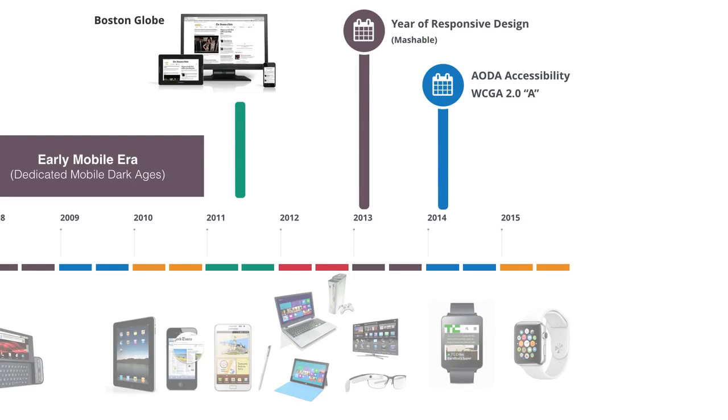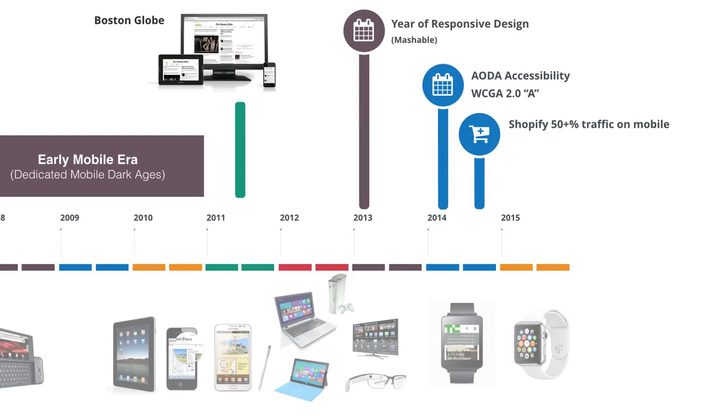The AODA, Ontarians with Disabilities Act, kicked in for websites for any organization with 50 or more people in it. And you now need to comply with the WCAG 2 level A standards for accessibility at the beginning of 2014. And it just happens to be that using a mobile-first responsive website approach is much, much more conducive for making a good accessible website than it is to fragment your websites across a number of platforms.